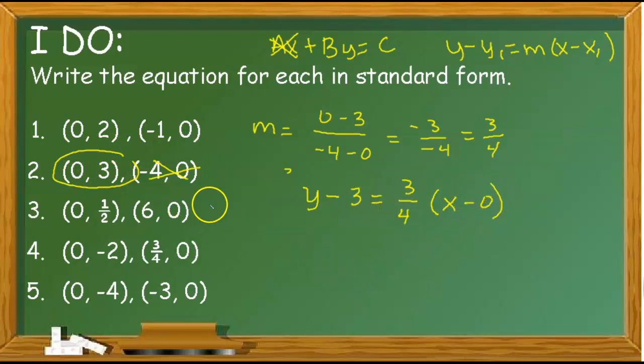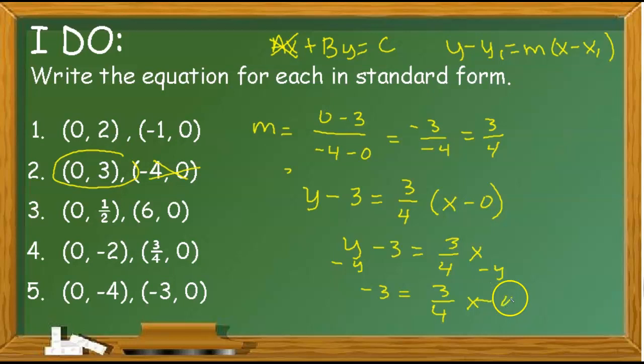Okay. Now, definitely you could choose the other value if you want. And we could do the other one next time if you want, just to show you. But here we go. Y minus 3 equals 3/4 x. Again, I'm going to move the y over. So 3/4 x minus y. And then flip it again. So I have 3/4 x minus y equals a -3 as my final answer. Okay?